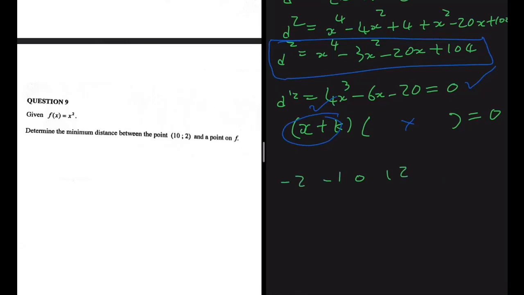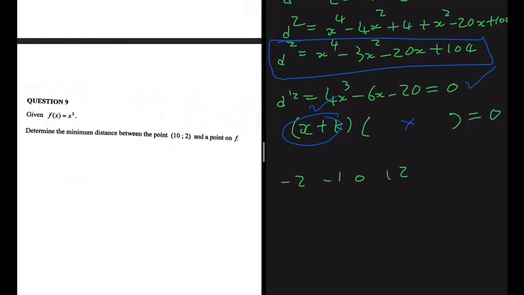So let me try 0. If I try 0 there, let me just substitute in real quick. If I try 0, I'm getting minus 20, obviously. Let me try 1 and see what I get. If I substitute 1 in that equation, I get minus 22. Let me try minus 1. If I try minus 1, I get minus 18. That's not what we want. Let me try minus 2. If I try minus 2, I'm getting minus 40. So let me just try 2.